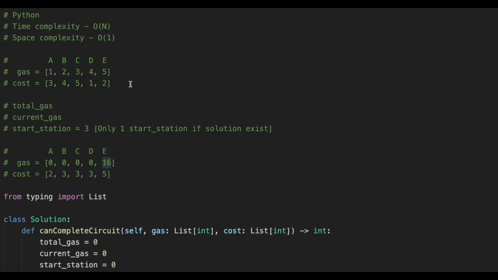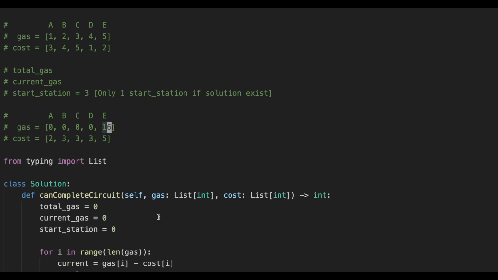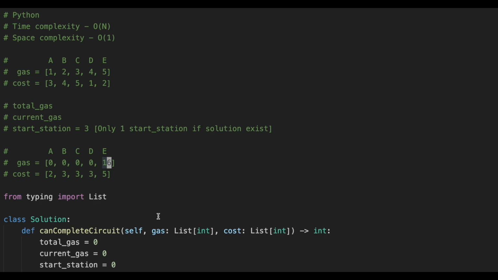What's the time complexity of this solution? Time complexity is O(n) because we are going over our array only once, and the space complexity is O(1) because we are not using any extra space.